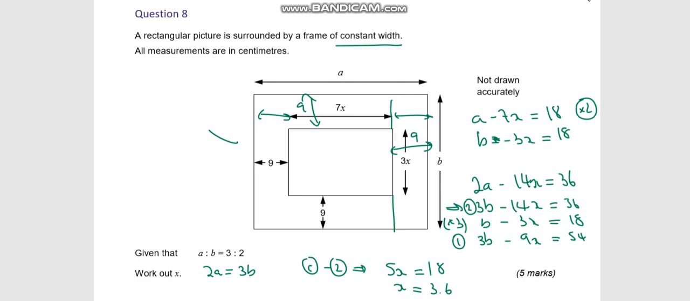Over here, where A to B is 3 to 2, we can say 3B equals 2A. So we've used that information there as well. Now I've got A, B and x in two equations, so let's try and get rid of some stuff. If we double the first equation, just to get rid of fractions, we get 2A minus 14x equals 36. That's me doubling this one here.